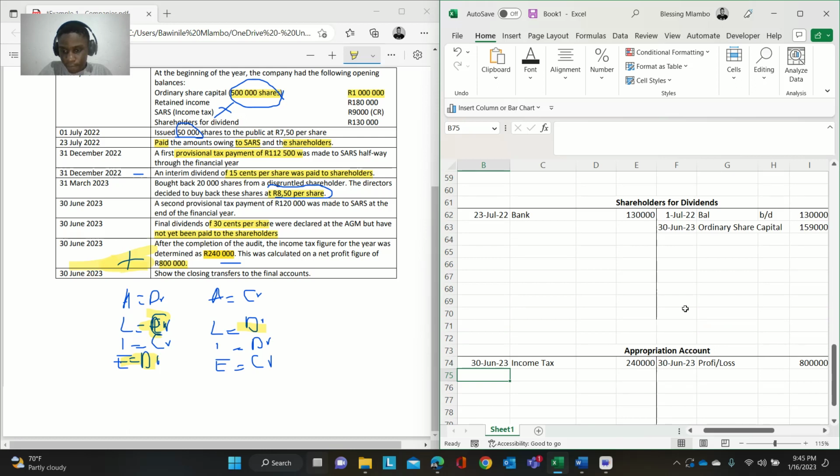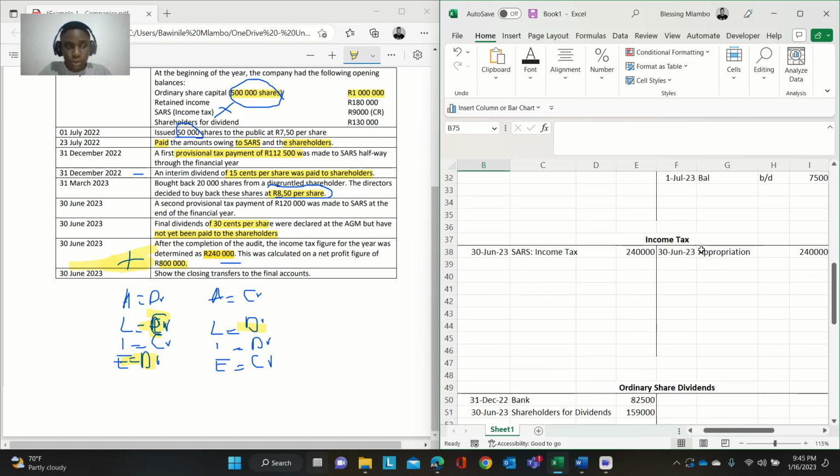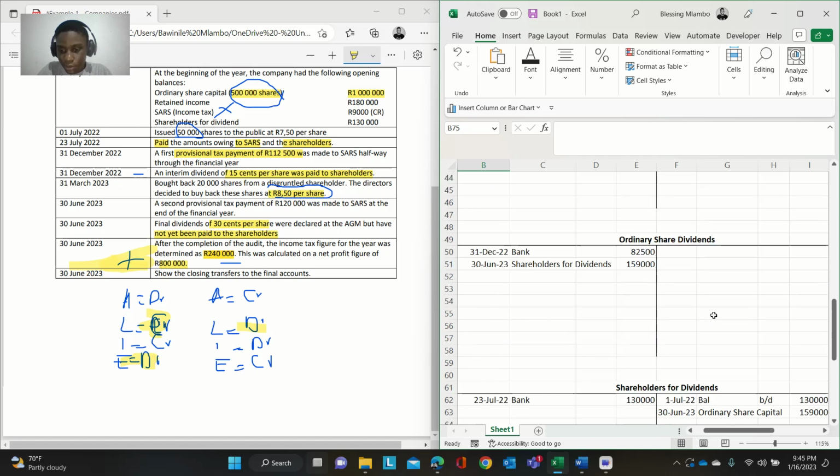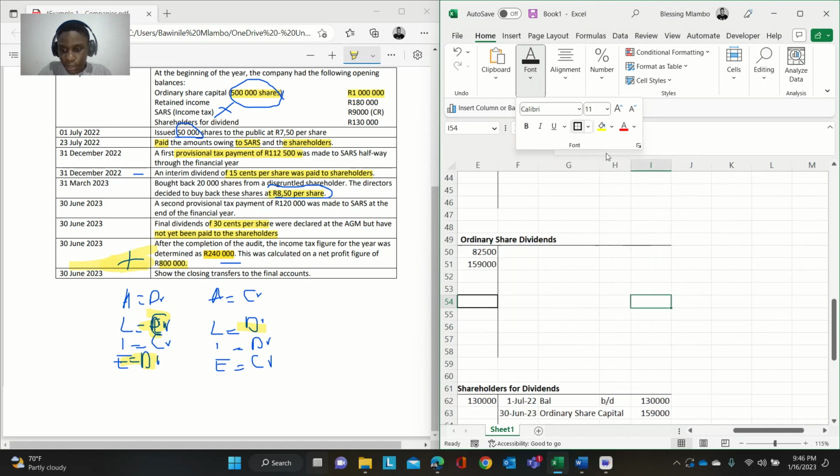And so that's how we close off the income tax account. You credit the income tax account, debit it to appropriation account. And then let's go to ordinary share dividends. Same with ordinary share dividends. What we're going to do is close it off completely to the appropriation account.